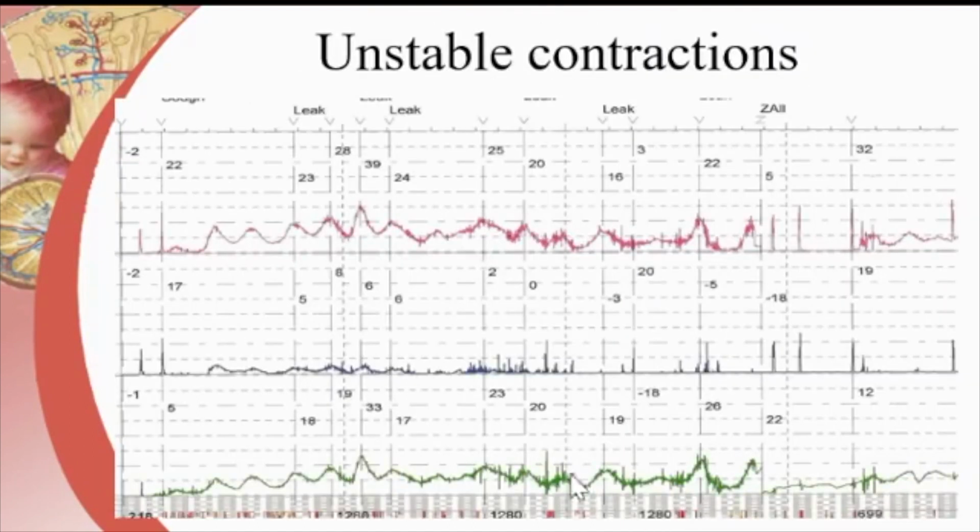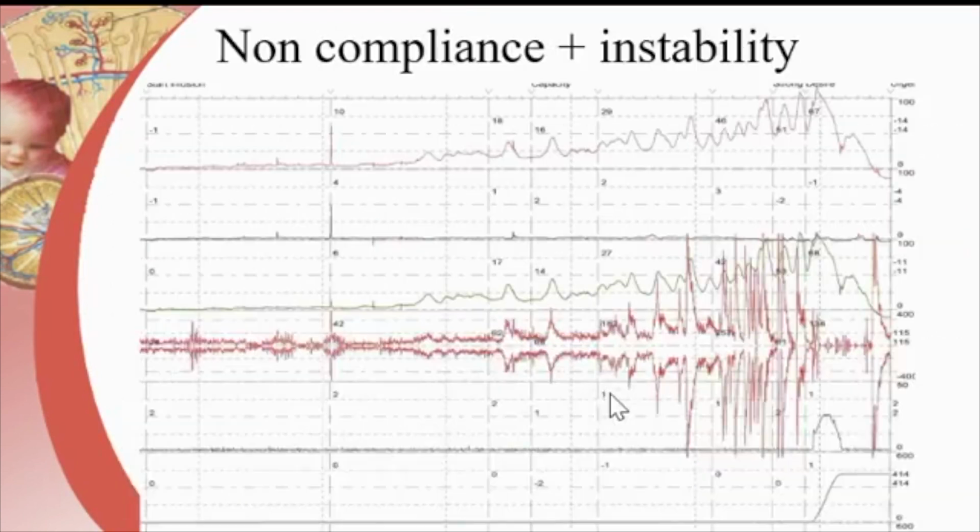Unstable contractions are the contractions which you see during the filling phase, and they may or may not be associated with a leak. This is something you have to report. Sometimes the unstable contractions happen so frequently that they mask the poor compliance, and sometimes there is an unstable contraction together with poor compliance. So that is an unstable contraction with non-compliance. Despite the leak and the contractions, the pressure is going up very high.